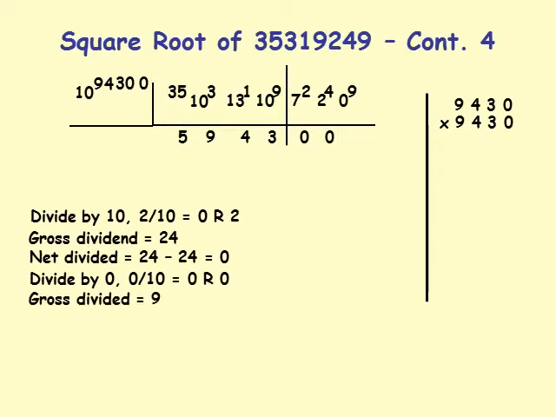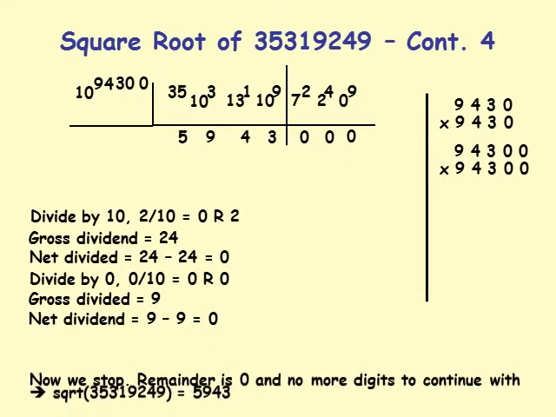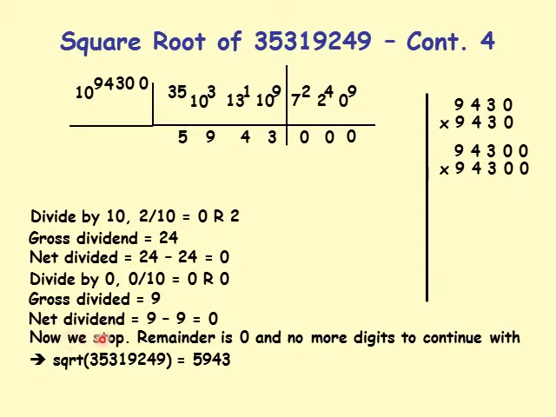Let's continue here. The gross dividend is 9. Now let's do the adjustments here. So the adjustment is now 94300 and 94300. This product is 0, this product is 0, this product is 0, and 3 times 3 is 9. That's my adjustment, 9. Net dividend 0. So we got 0 in the end. That means now we stop. The remainder is 0 and there are no more digits to continue with.